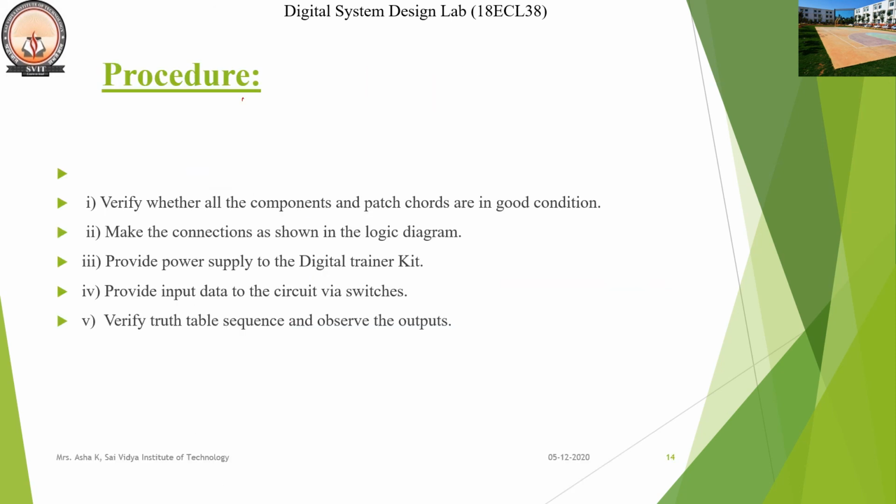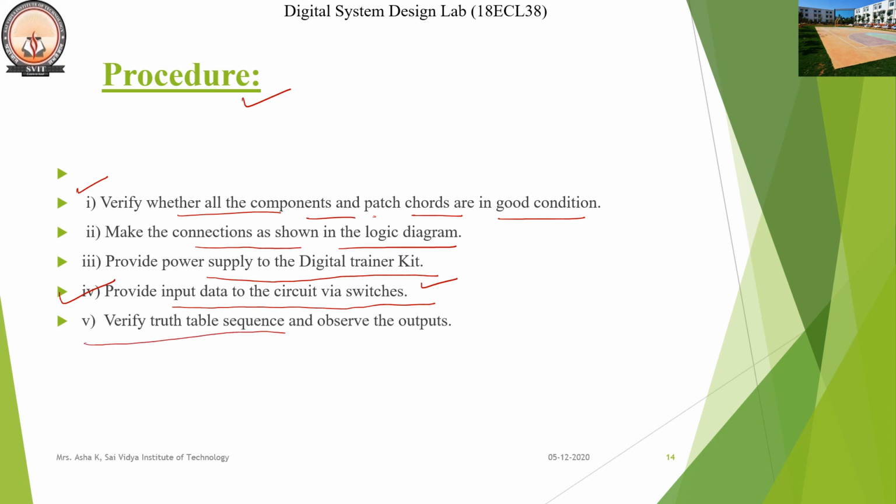The procedure to conduct the experiment is: first, verify whether all the components and patch cards are in good condition or not. Make the connections as shown in the logic diagram explained in the previous slides. Provide the power supply to the digital trainer kit, and also provide the input data to the circuit via the input switches. Observe the output at the output light emitting diodes. Verify the truth table for the parallel adder, parallel subtractor, XS3 to BCD and BCD to XS3 code conversion.